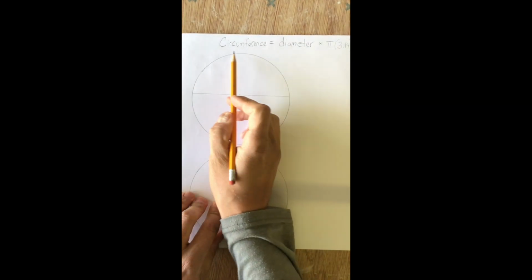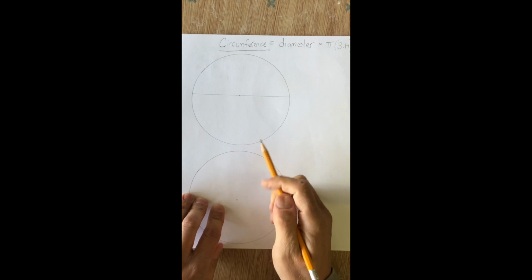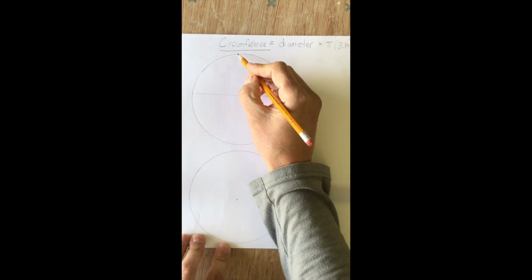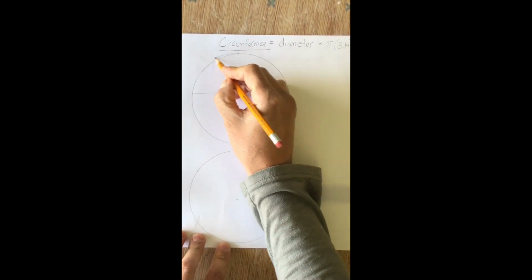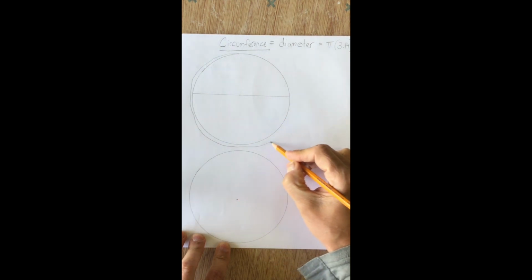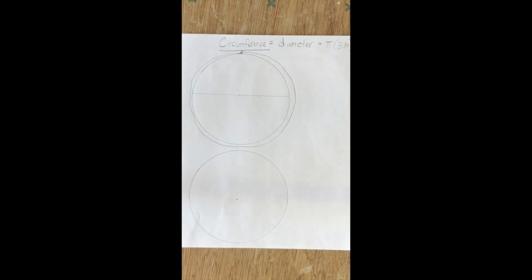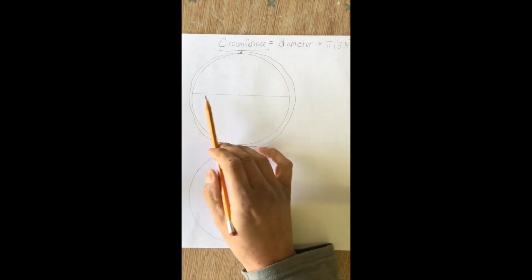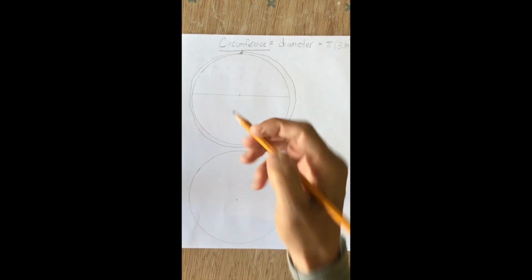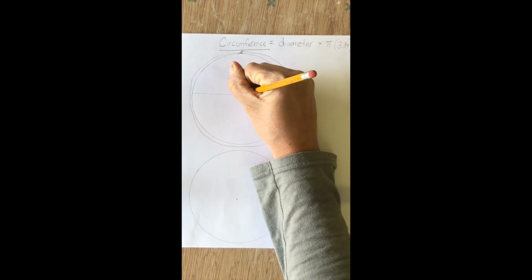Today we're going to be learning about the circumference. What that is, the circumference, is the distance that goes around the outside of the circle. So this distance that goes all the way around the outside. Okay, and what we do to find the circumference is you take the diameter. So this distance that goes all the way across through the center.